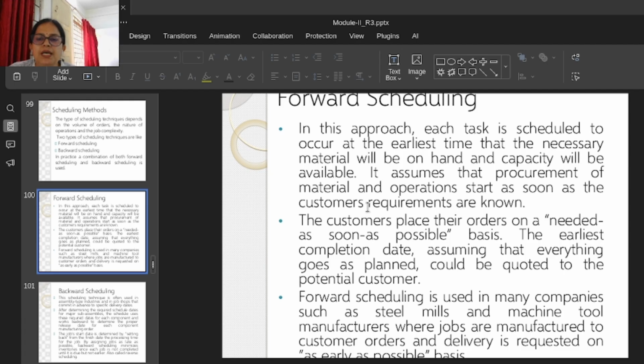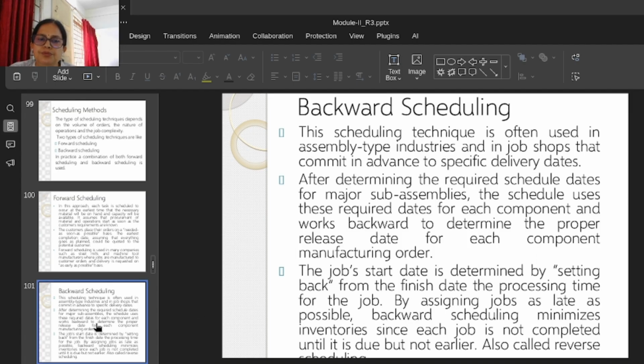What happens in backward scheduling? Backward scheduling is when we have the order, we calculate the time period backward, and we calculate the actual time the production takes. There is no method of keeping the product in stock or in storage. Immediately when the production is over, we hand over the product to the customer.